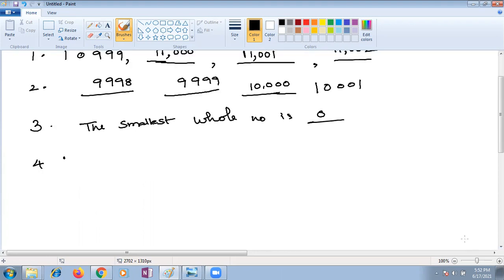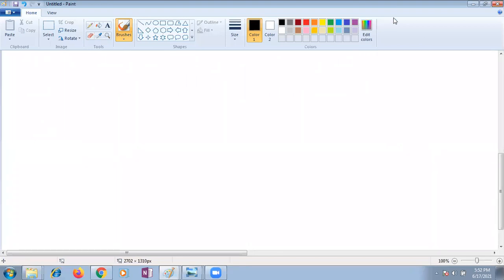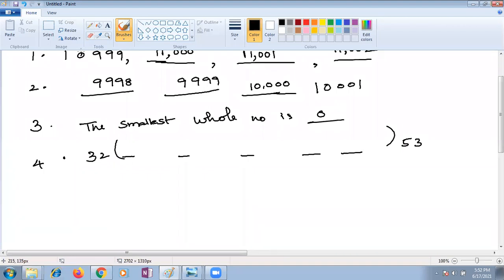How many whole numbers are there in between 32 and 53? How many whole numbers are there in between, children? Ma'am, 20. Yes, you should not include 53 and 32. In between numbers, you are supposed to think and write.